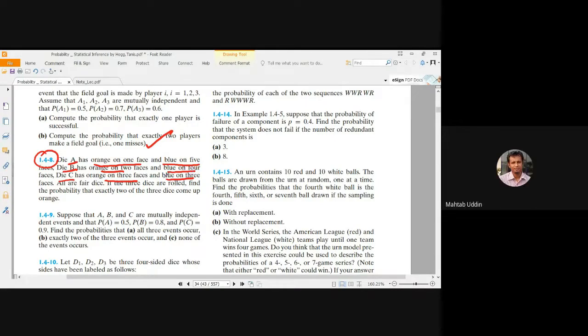Now, all are fair. The 3 dice are rolled at a time. Find the probability that exactly 2 of the 3 dice come up orange. So, what is our target? Getting orange is our target. That is, getting orange is success. And getting blue is what?